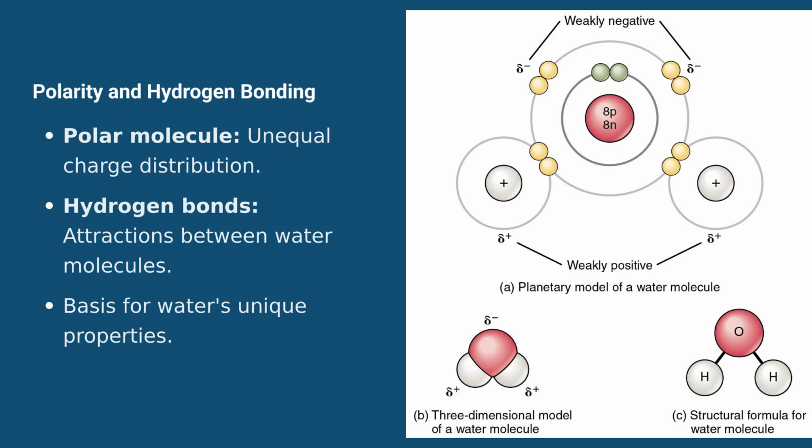It's a polar molecule, meaning it has a slight positive charge on its hydrogen atoms and a slight negative charge on its oxygen atom. This polarity allows water molecules to form hydrogen bonds with each other, creating a network that gives water its remarkable properties. These bonds are the secret behind its life-sustaining abilities.